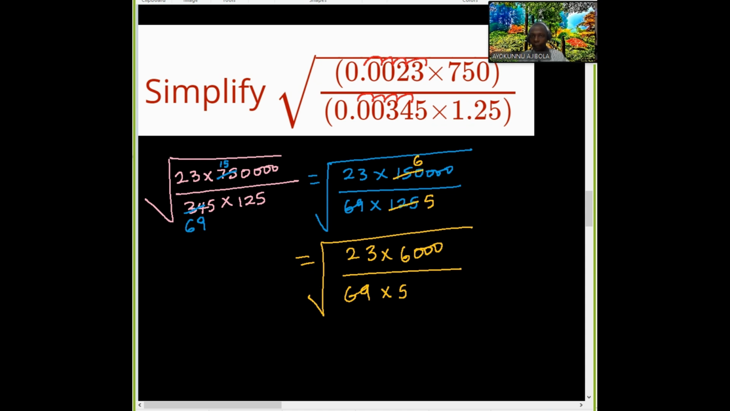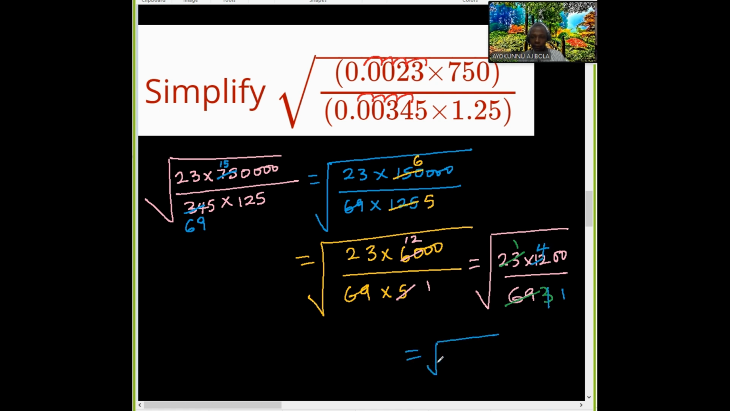Is that clear? Yes. Then 5 can divide this one time. 5 in 60 is 12, right? Yes. So that is 23 times 1,200 all over 69. So I can say that 23 here, 1; 23 here is how many? 3, right? 3 here, 1; 3 in 12 is 4, right? I have square root of 400 and the answer is what?